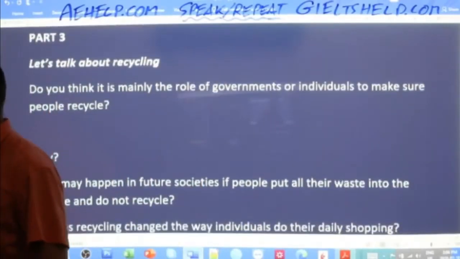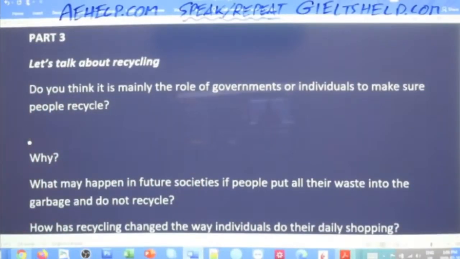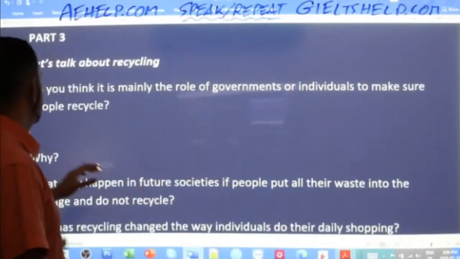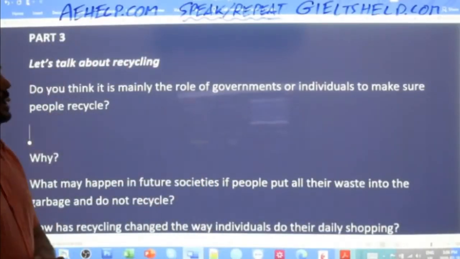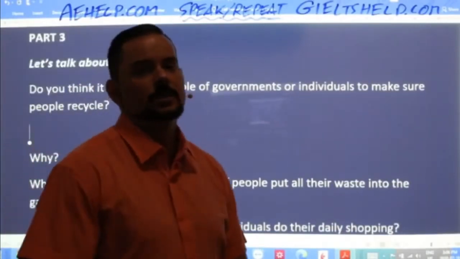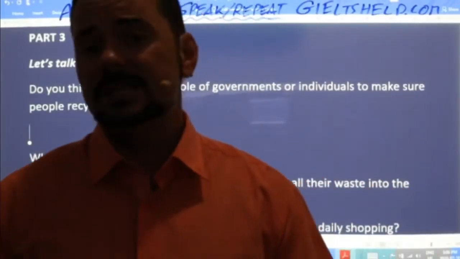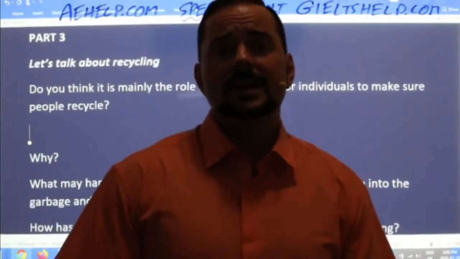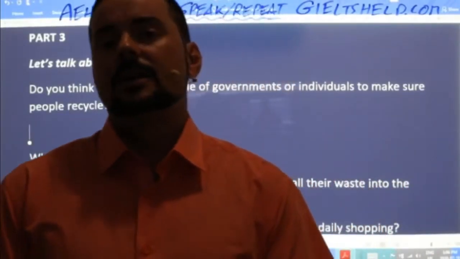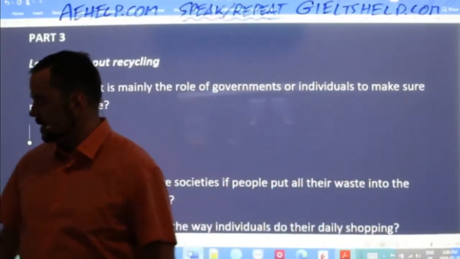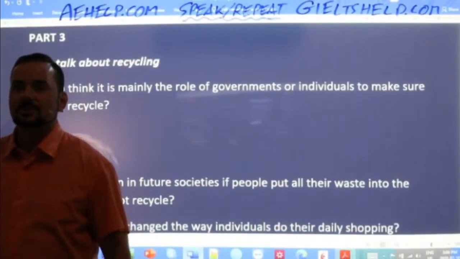And then the examiner will say, do you think it's mainly the role of governments or individuals to make sure that people recycle? Okay, so give me a nice full sentence answer for this. Of course, think about the explanation and then think about an example as well. All right, Kyber's quick out of the gates.